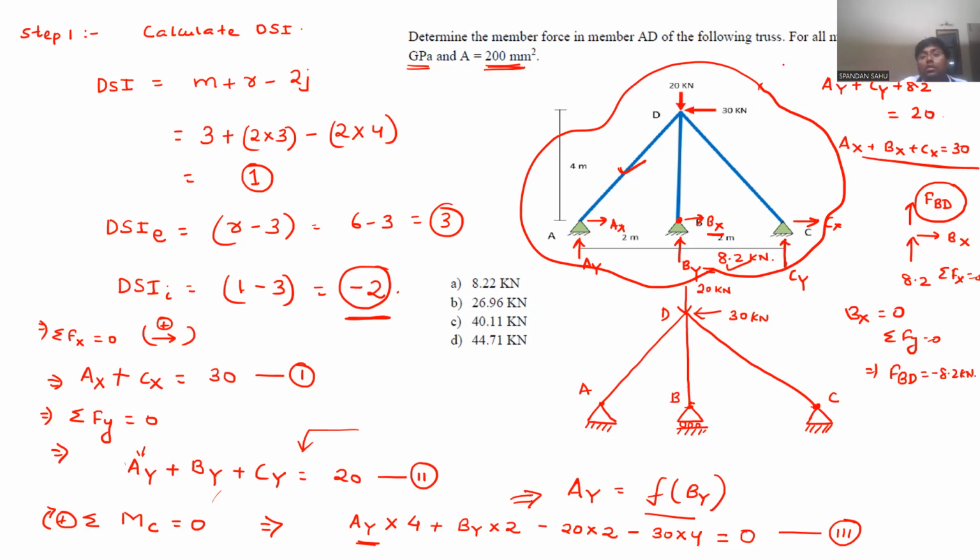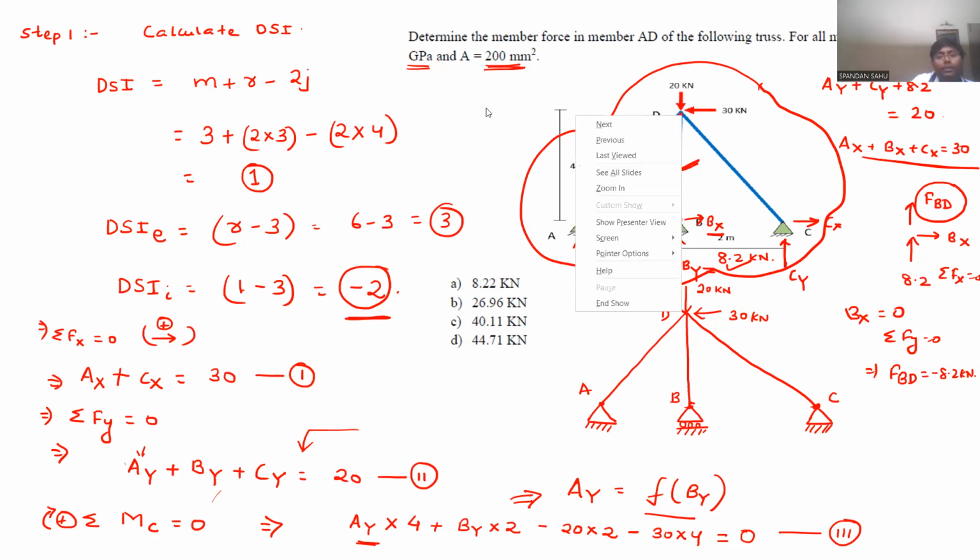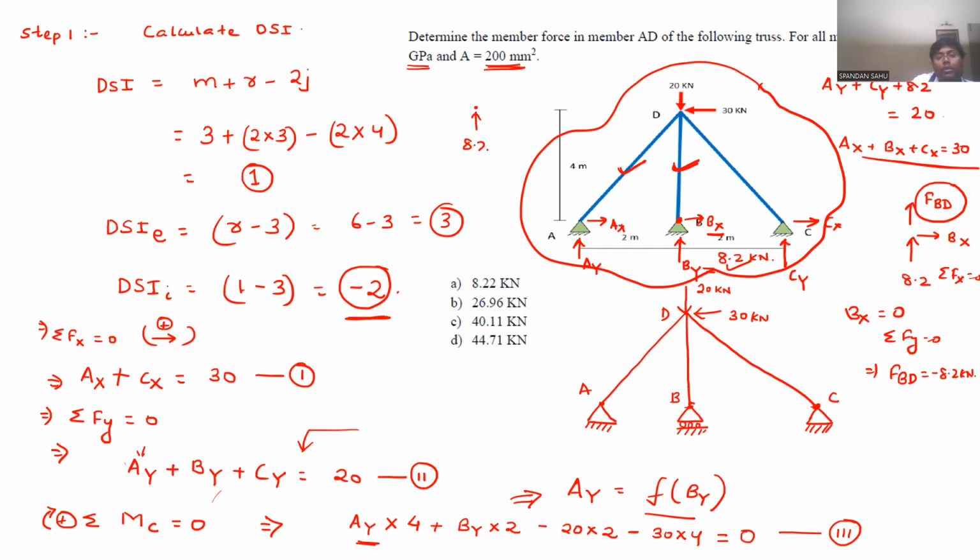We have to find FAD. Now, once you are done with FBD, so this member force you got. Now you just go to joint D. Here, minus 8.2 means 8.2 upward, and again FAD, FCD, theta, theta, and 20 kilonewton, here 30 kilonewton.